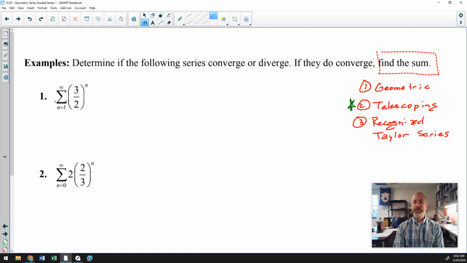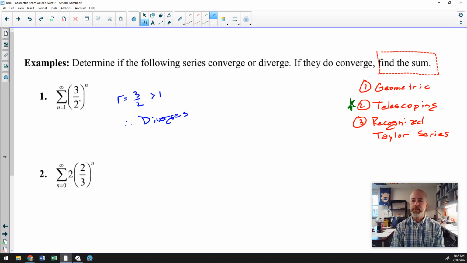So let's dive into some of these. So number one, does this converge or diverge? And the first thing I do is I notice that this is geometric. It is a constant to the n power. And in this series, the ratio is 3/2. That is greater than 1. Therefore, this series diverges.